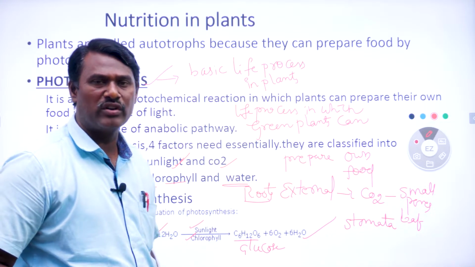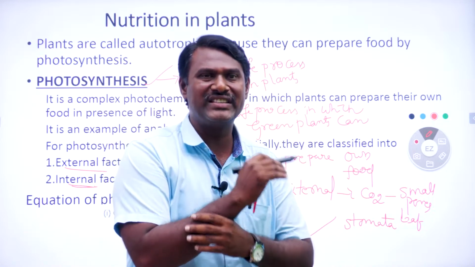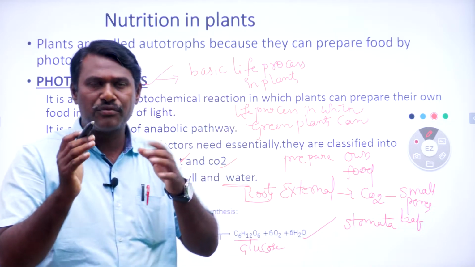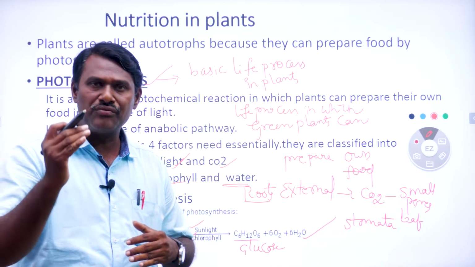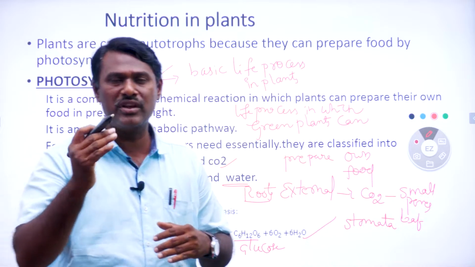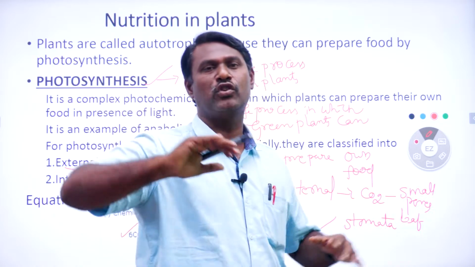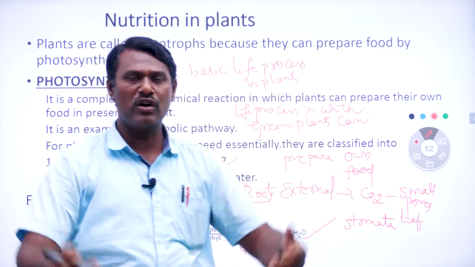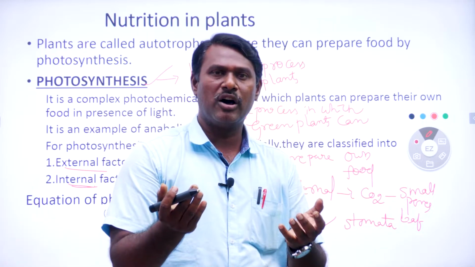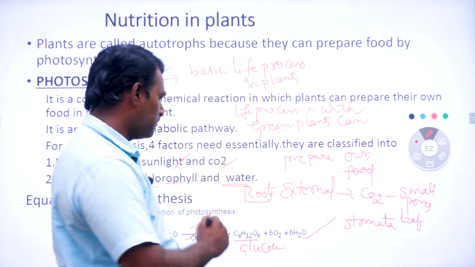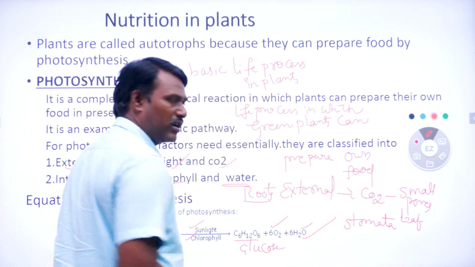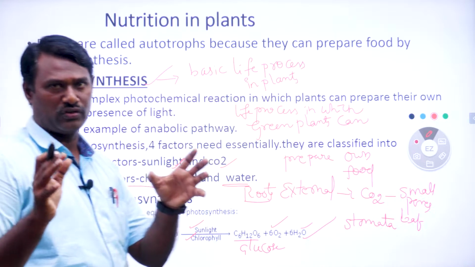So C6H12O6 is the formula of glucose. Glucose is one of the byproducts prepared by plants through the photosynthesis process. Along with glucose, the other byproducts released by photosynthesis are oxygen and water. So this is the net equation of photosynthesis.